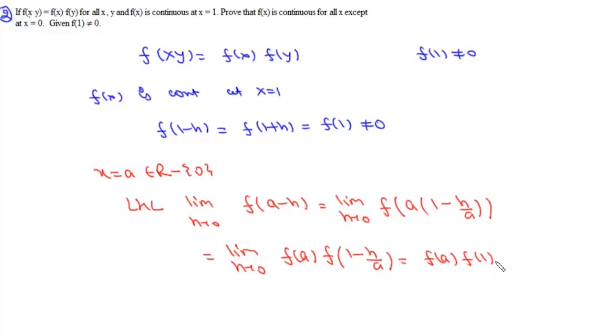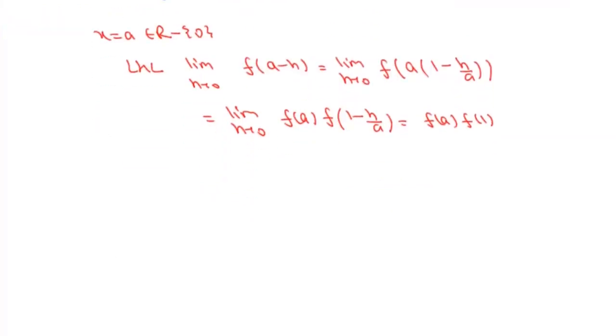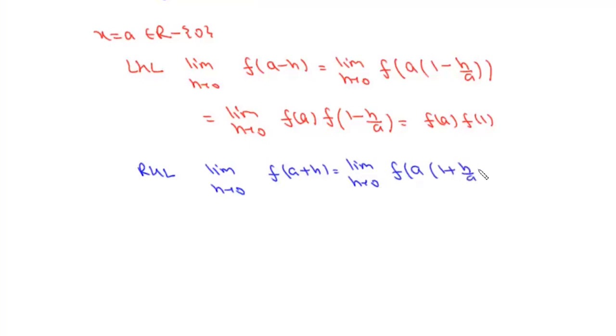And the same way we want to write its right hand limit. Now right hand limit will be limit h tends to 0 f(a plus h), which is this limit h tends to 0 f(a into (1 plus h upon a)), which again is f(x) into f(y). So it is limit h tends to 0 f(a) into f(1 plus h by a). Now this is f(1 plus h), which is the right hand limit at 1, which again is f(1). So this is f(a) into f(1).